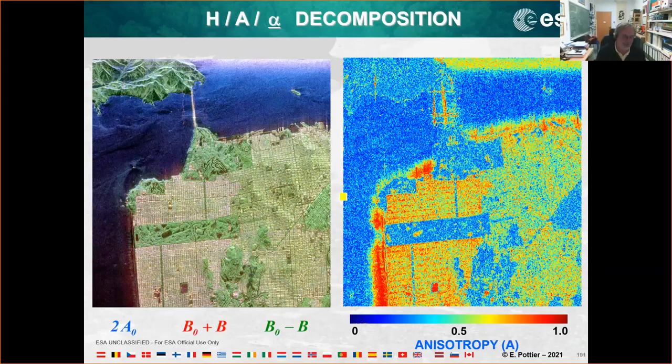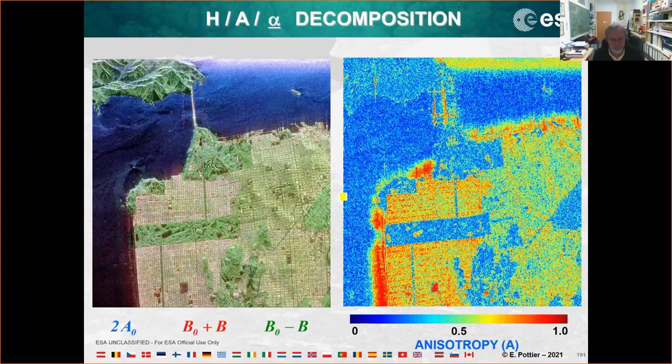So it means that for a given pixel where I shall have only one scattering mechanism, entropy will be close to zero and anisotropy will also be close to zero. And if I take a pixel where I have three scattering mechanisms, entropy will be high, but anisotropy will also be equal to zero. So in the two opposite cases, anisotropy will be the same.